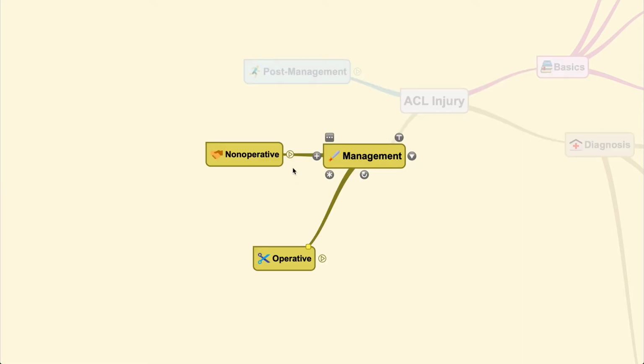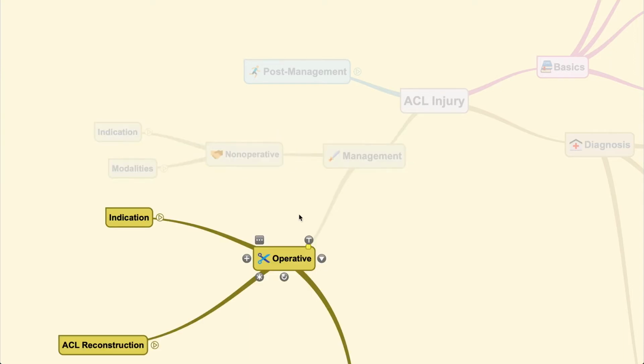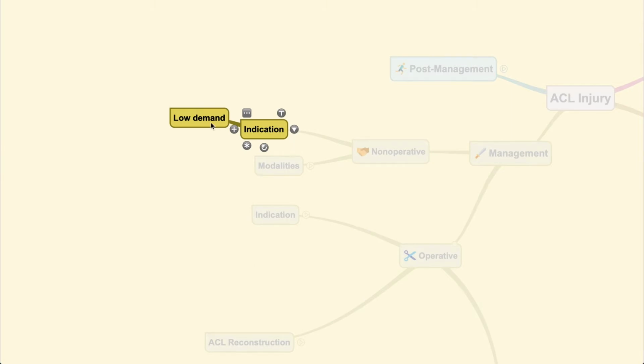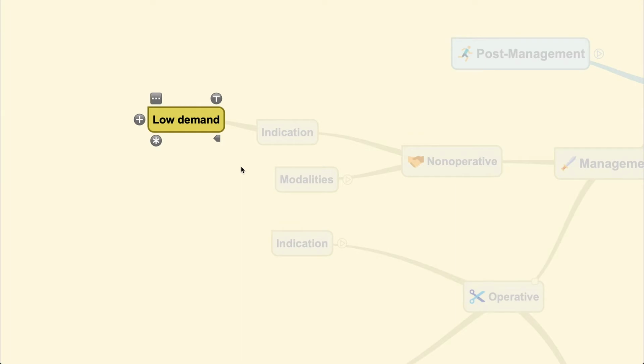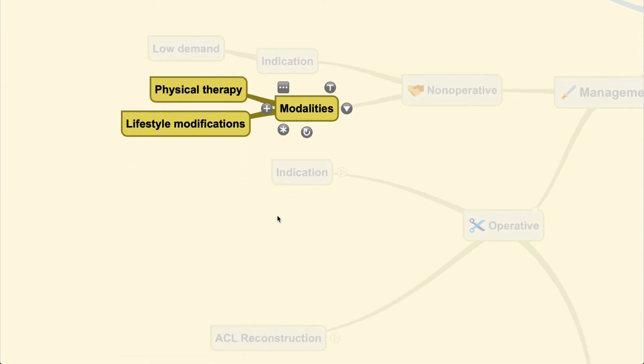Well, as in any types of conditions, there are non-operative and operative modalities. The non-operative is only indicated in low-demand patients because you need to know that the ACL is one of the knee stabilizers. It helps proprioception and it generally needs to be in good condition for the knee to function properly. And so non-operative is usually only indicated in low-demand patients. Now, the modality includes physical therapy and lifestyle modification.